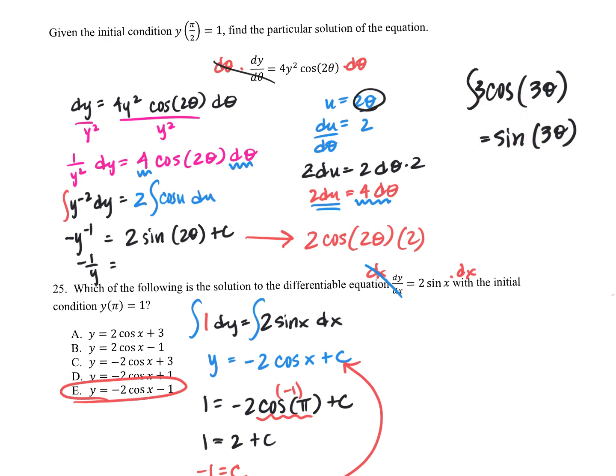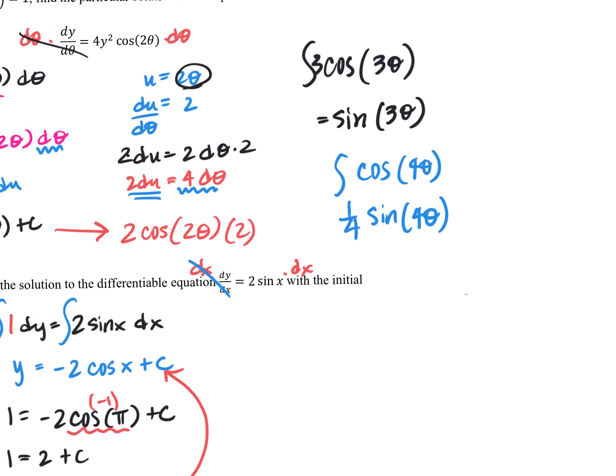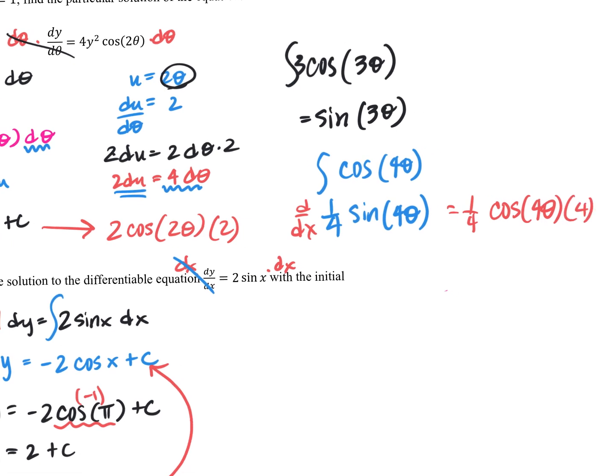Okay. Let's back this up. What if I said just cosine of 4 theta? 1/4 sine of 4 theta. Now let's just double check it. What's the derivative of this? If I were to just check it, leave the 1/4. Derivative of sine is cosine. Leave the angle. What's the derivative of the angle? 4. Wouldn't these cancel? And am I left with what I started with? Yes. You know what I'm saying?